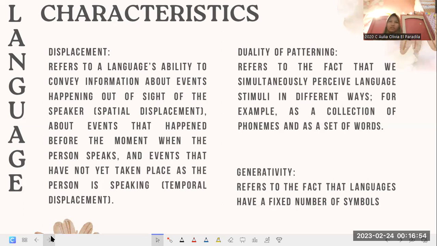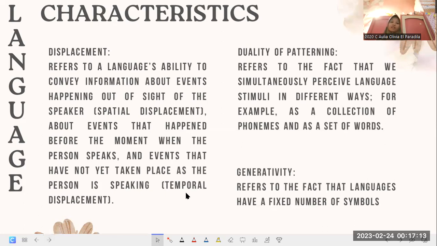Okay, the last one is generativity. It refers to the fact that languages have a fixed number of symbols, but a very large and potentially infinite number of messages that can be created by combining those symbols in different patterns.